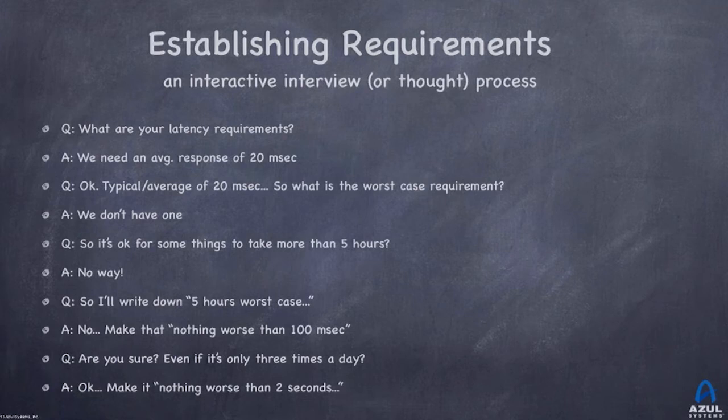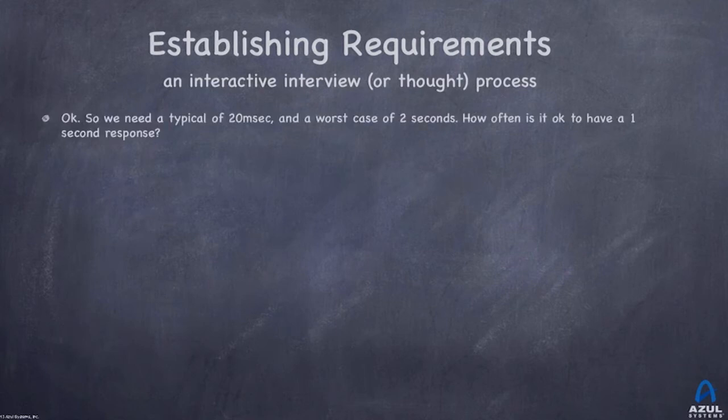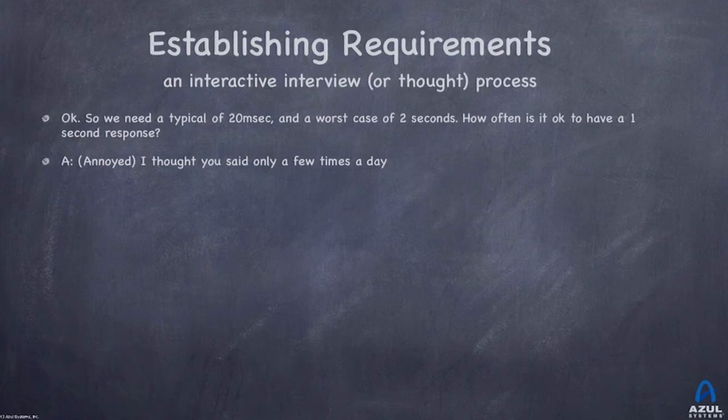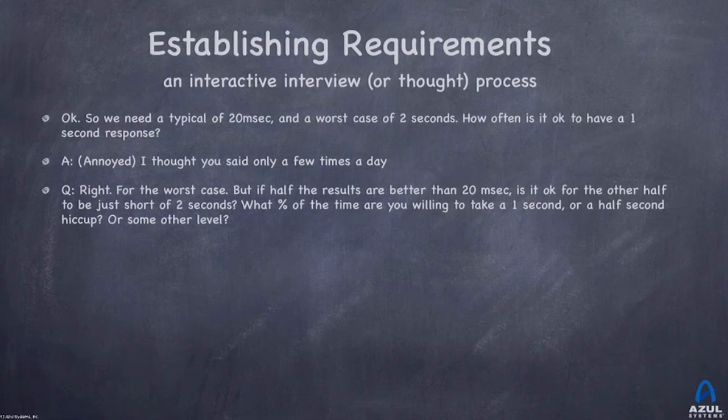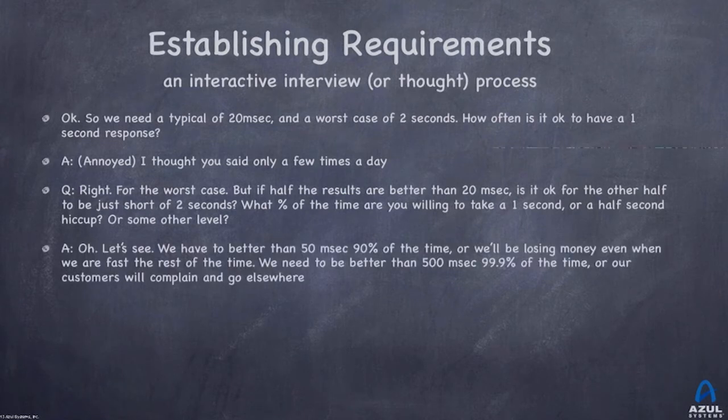Now at this point, you've extracted a couple numbers, but this is not enough. All you have is a typical and a worst case, and you have no description of what should happen in the middle. So the next step is to say, we have this, but how often is it okay to be 1 second? We said never be more than two. I want you to typically be very short. And at that point, they get a little annoyed and they say, well, didn't we just cover this? And I say, no, we said that you'll never be more than 2 seconds, but I could be 1.9 seconds 5,000 times a day and I'm okay, right? So at this point, they usually get it.